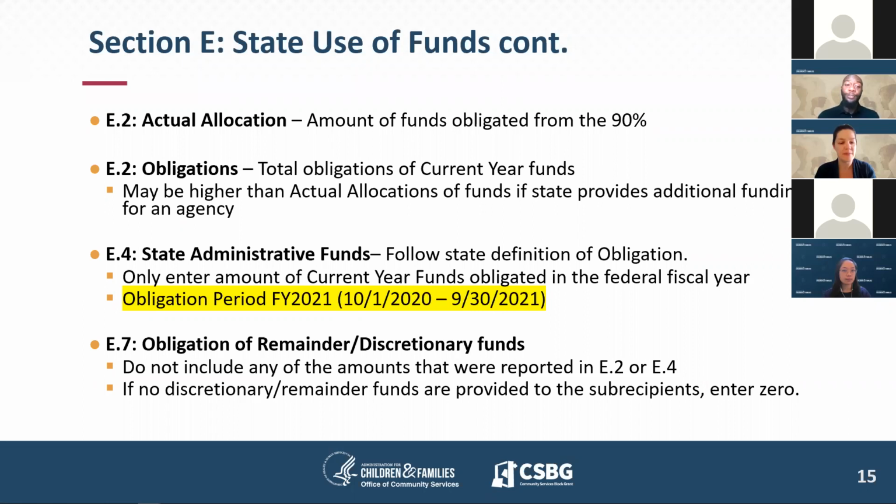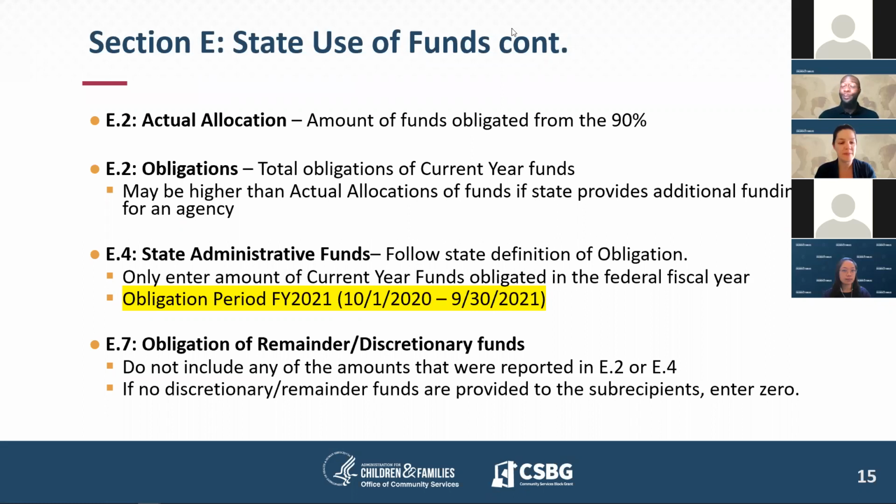In E7, use of remainder discretionary funds, please do not include any amounts reported in E2 or E4. For some states, we are aware that the state legislator has some allocate 95% of their CSBG funds to subrecipients, which means you would enter 0 if you had no discretionary funds. In the CSBG regular annual report, E7, you will include actual obligation of discretionary funds for CSBG regular, CARES, and disaster if received. Next page.